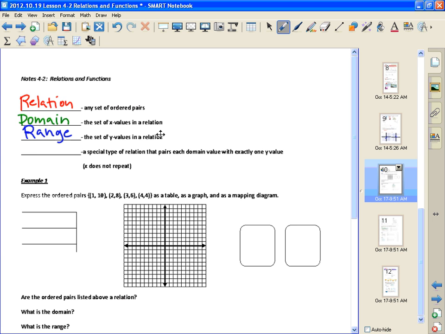And then your last definition that you need to know is function. A function is a special type of relation that pairs each domain value with exactly one Y value. So therefore, this is important right here: X does not repeat. That's a big deal. Put a star by that. X does not repeat.